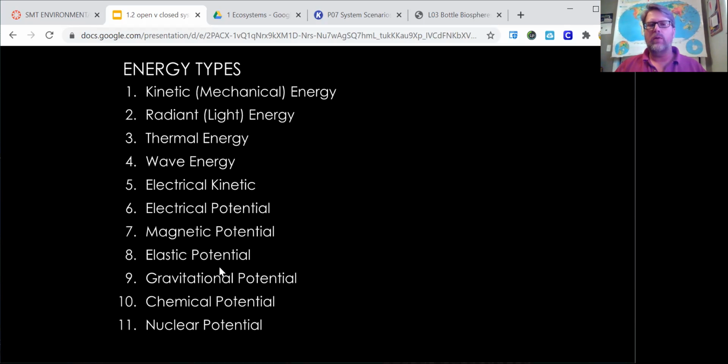Okay, another key one for environmental science is chemical potential energy. That might be sugars and fats, or it might be inside a battery with the lithium and the other ions, and how they are poised to react for chemical potential. And then turning the full loop here, nuclear potential.